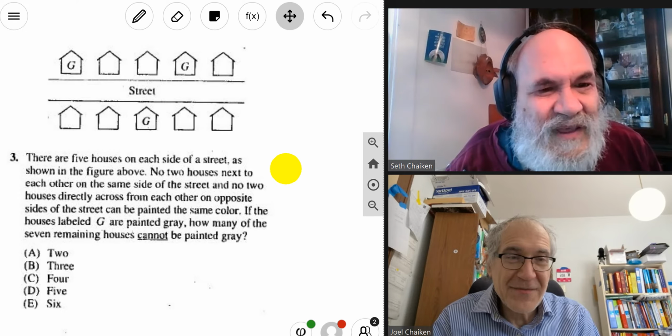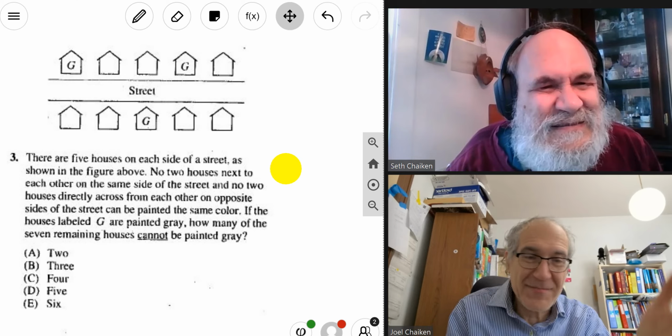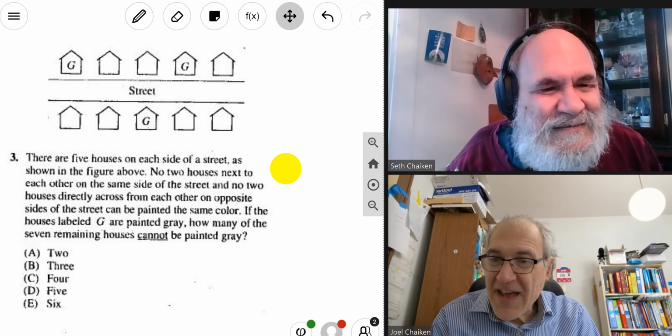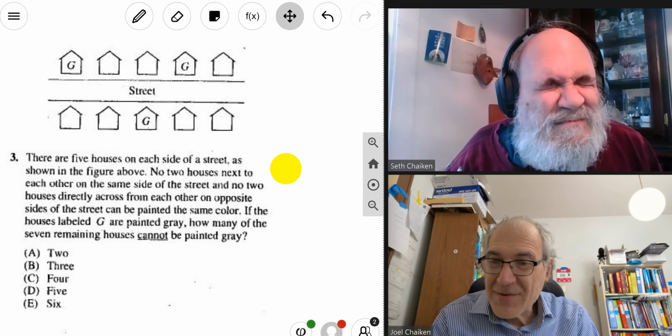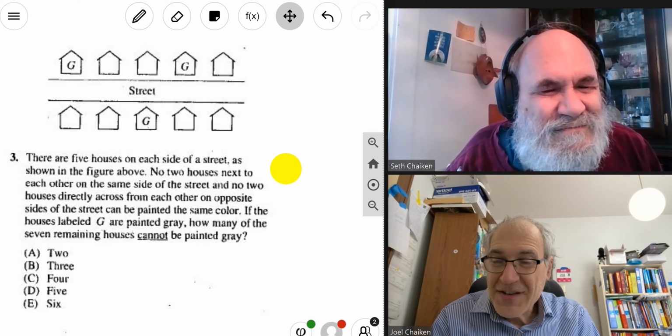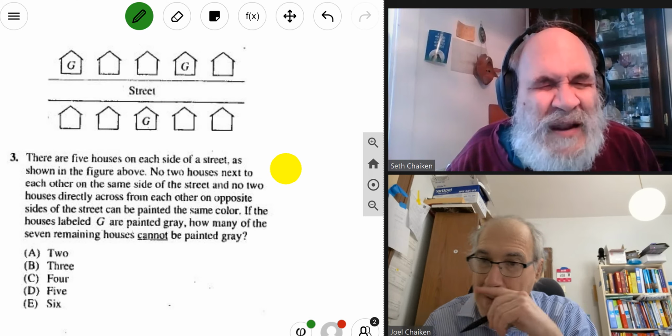This is like the math question. Yeah. Oh, Seth feels right. This is his PhD, this type of stuff. If the houses labeled G are gray, then how many of the 7 remaining houses cannot be gray? Oh, so no 2 houses. That's easy. Wait, so you just go over the houses and you mark the ones that cannot be painted gray.